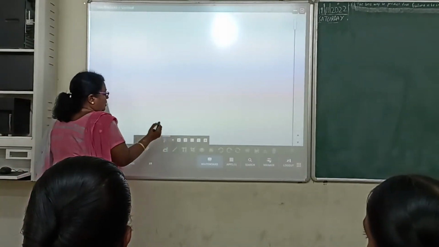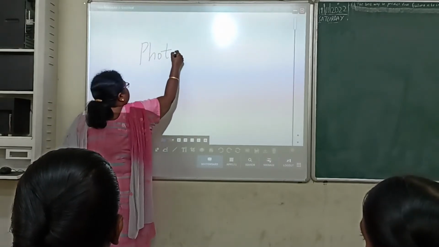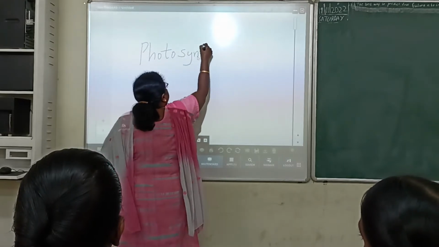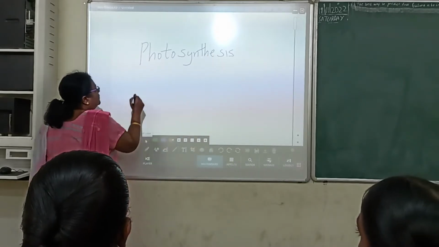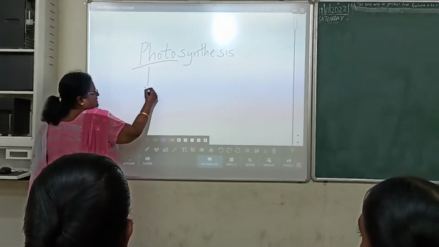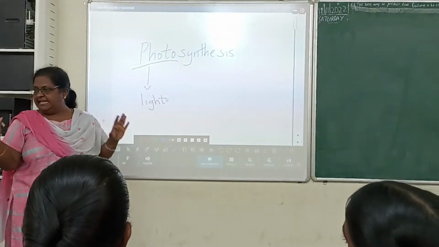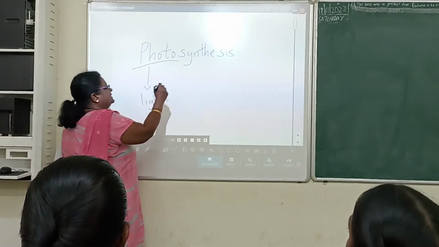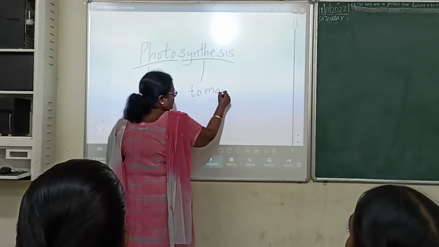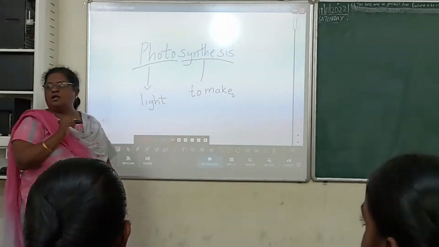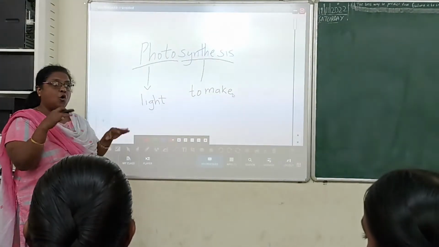I will show you how the preparation of food happens. The name for it is photosynthesis. What is the meaning of photo? Photo means light. So only in the presence of light can the leaf prepare food. Photo means light and synthesis means to make. So the leaf makes the food. This is called photosynthesis. This is the process by which the leaf prepares its own food.